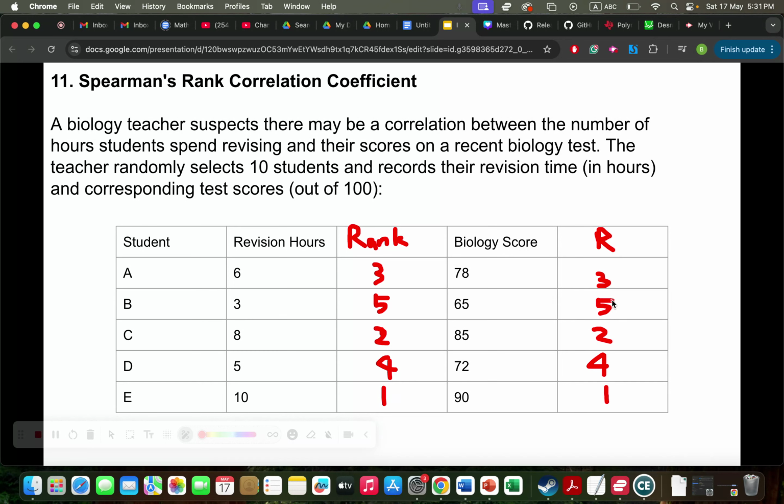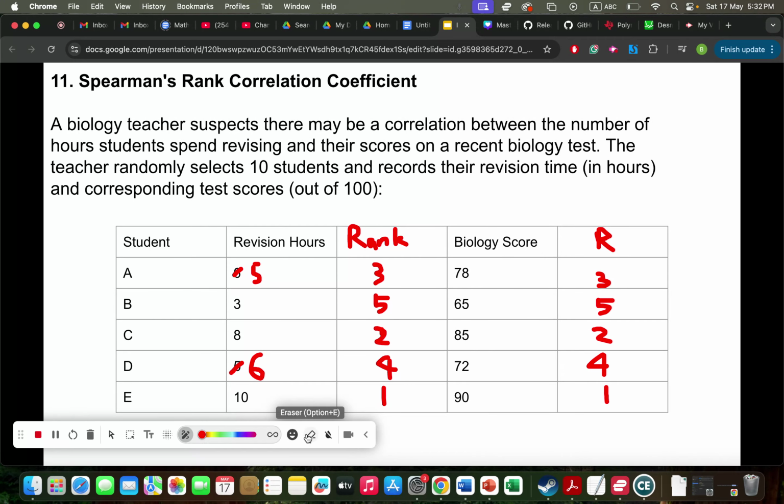I tell you what, I'm going to change up a little things here, because the ranks are generally the same for both the revision hours and the biology score, and I just want to highlight something so that it shows some kind of difference, because this is going to end up looking extremely weird. So I'm going to just modify the data. This is going to end up being a perfect correlation, and this is not realistic at all. So let me try to change maybe this and this to be 5, and I'll change this to be 6. So there will be a slight change in the ranks for both the revision and the biology score. Otherwise this is just unrealistic. This is going to be a perfect correlation. It makes no sense at all.